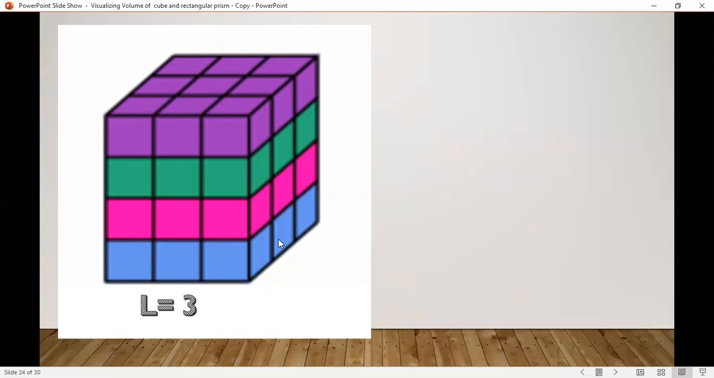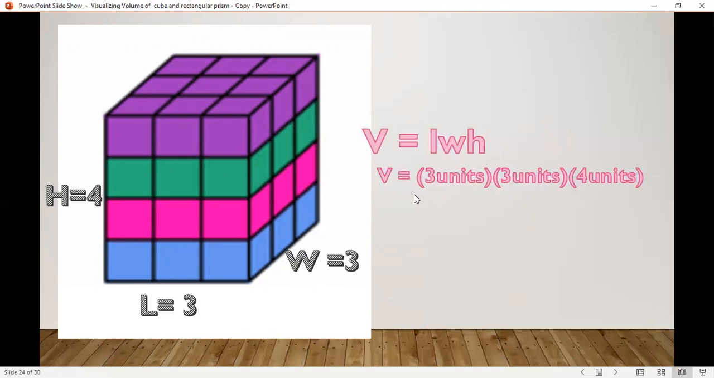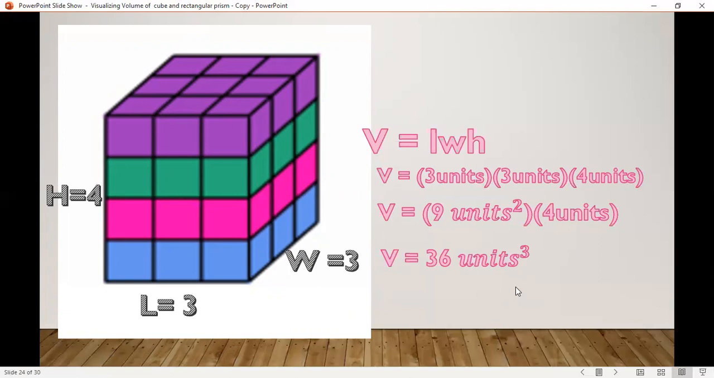Length 3 units, width 3 units, height 4 units. Formula, volume equals length times width times height. Then 3 units times 3 units times 4 units. 3 times 3, 9. Units times units, units squared times 4 units equal to 36 units cubed.